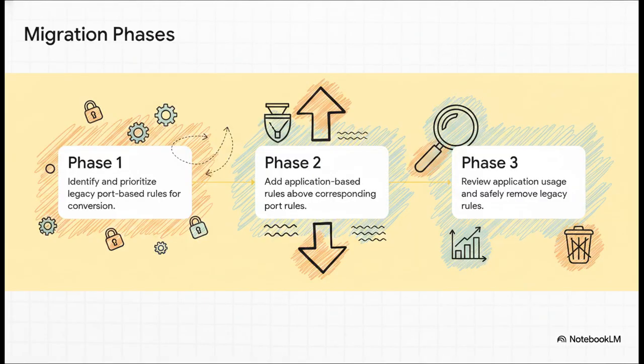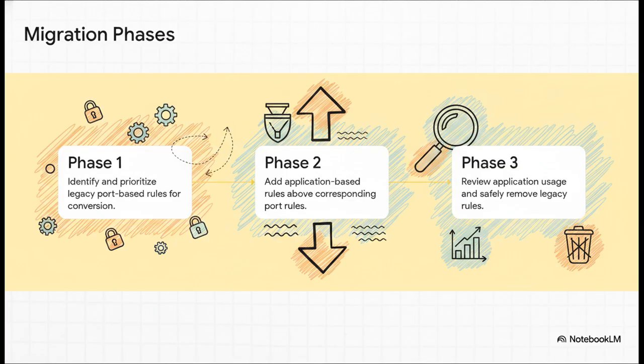Sticking strictly to these 3 phases is absolutely crucial. In Phase 1, you identify and prioritize. Remember, a gradual conversion is always safer than trying to flip the switch on an entire rule base at once. In Phase 2, you clone and place the new application-based rules directly above the old port rule. This forces the firewall to match the specific application first. Then, Phase 3, review and remove.